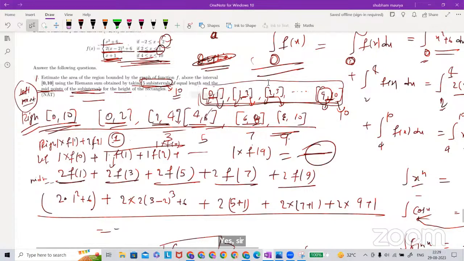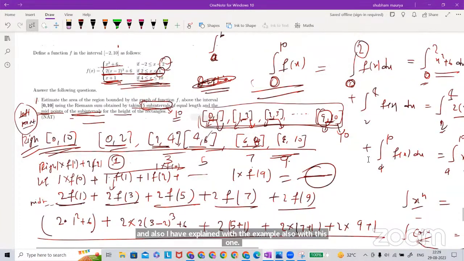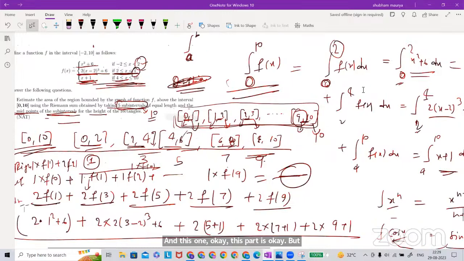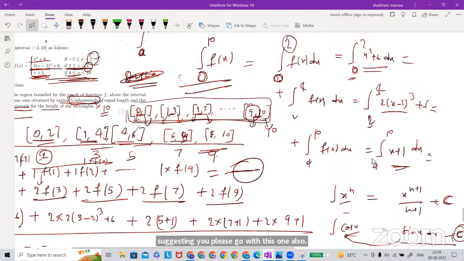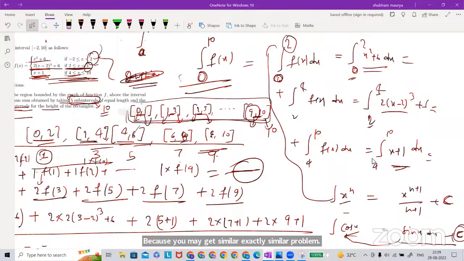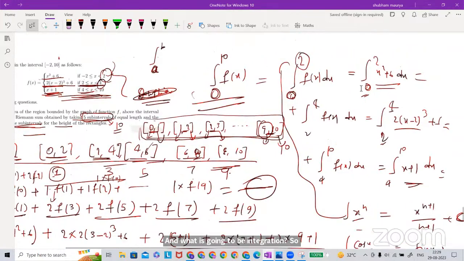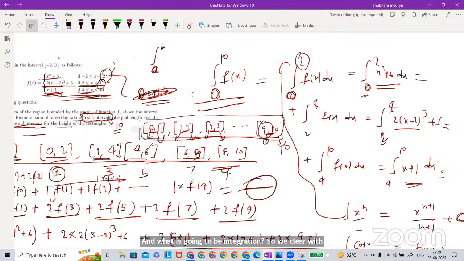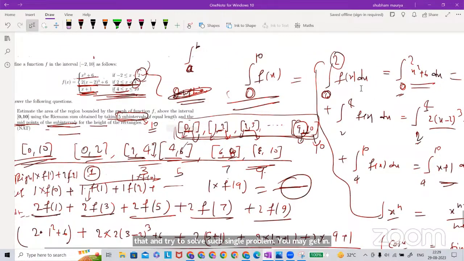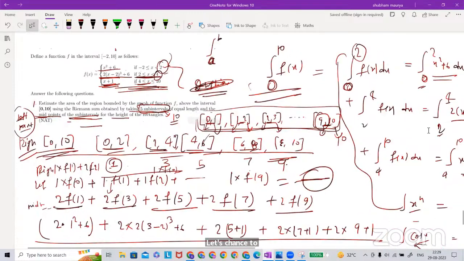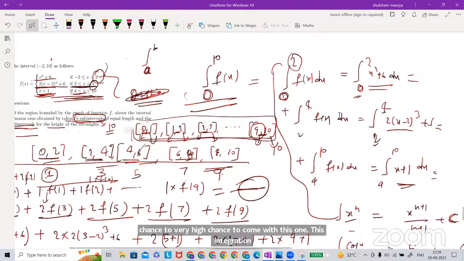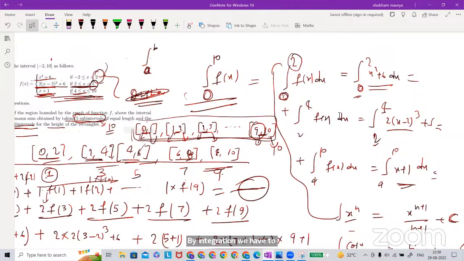Okay, so slowly, and also please watch the Riemann session. I have explained with an example also with this one. This part is okay, but I am suggesting you please go with this one also, because you may get exactly a similar problem with this integration in the bracket form. Like the question will be like this, and what is going to be the integration. So be clear with that and try to solve such similar problems you may get in the exam. Very less chance for the Riemann to come, very high chance to come with this one, this integration. By integration, we have to solve this.